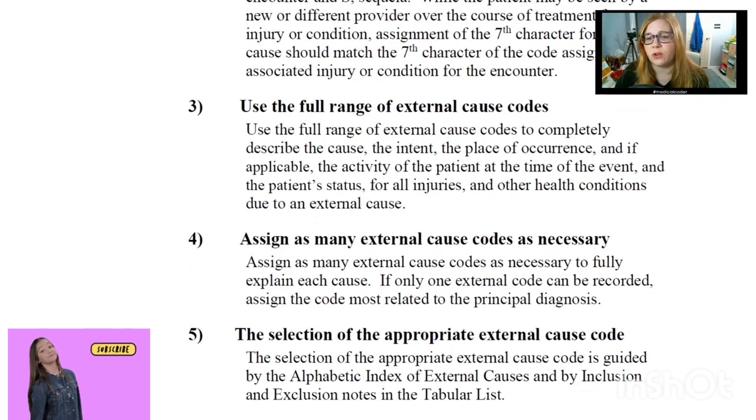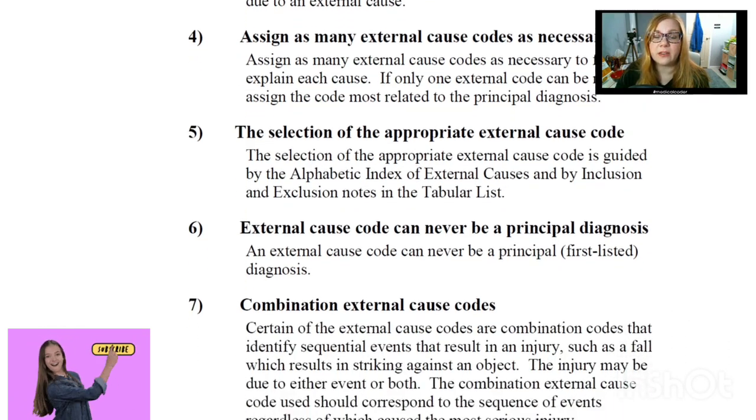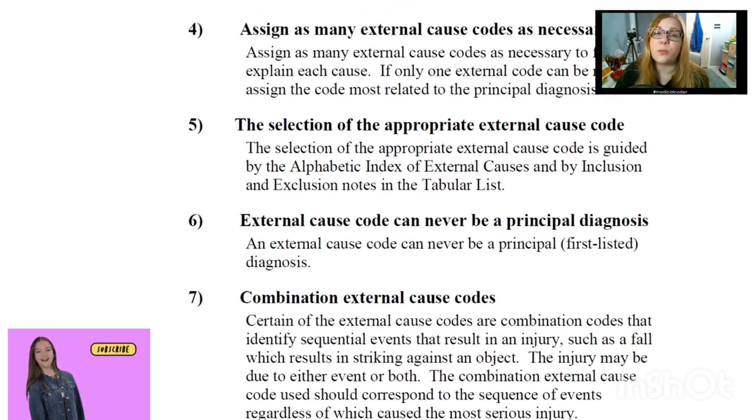Use the full range of external cause codes, so use as many as you need to describe the cause, the intent, the place of occurrence, and if applicable, the activity of the patient at the time of the event and the patient's status for all injuries and other health conditions due to an external cause. Assign as many external cause codes as needed, as many as you can record that are related to that principal diagnosis. Selection of the appropriate external cause code is guided by the alphabetic index of external causes and by inclusion and exclusion notes in the tabular listing.